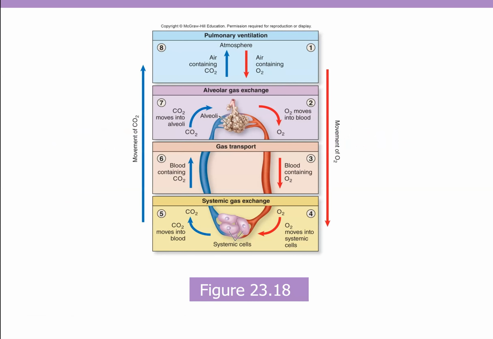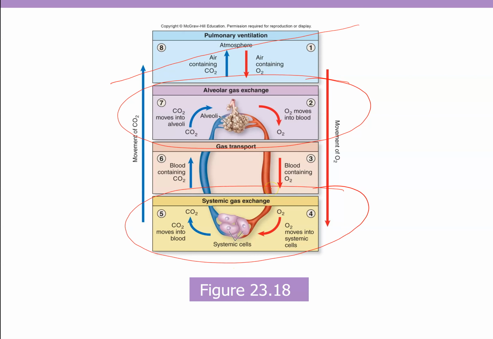Okay, so we're back to this diagram and we've looked at pulmonary ventilation already. So that was the last video. Now we're going to look at gas exchange. Gas exchange happens in two different places, at the alveoli and in your body's tissues elsewhere in the body. So what's going to happen here, just in general, the CO2 from your body's tissue is going to move into the alveoli when we're doing alveolar gas exchange.